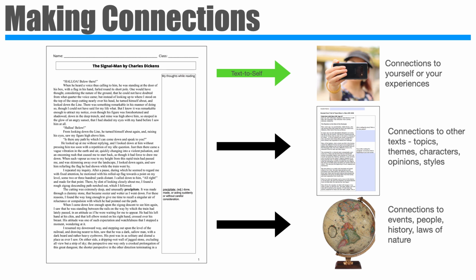This means that you connect something that you've read with either something about yourself or something you've experienced personally in your life.